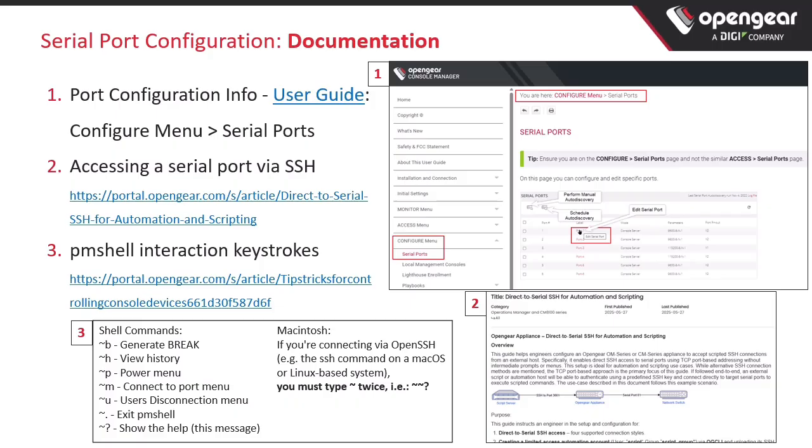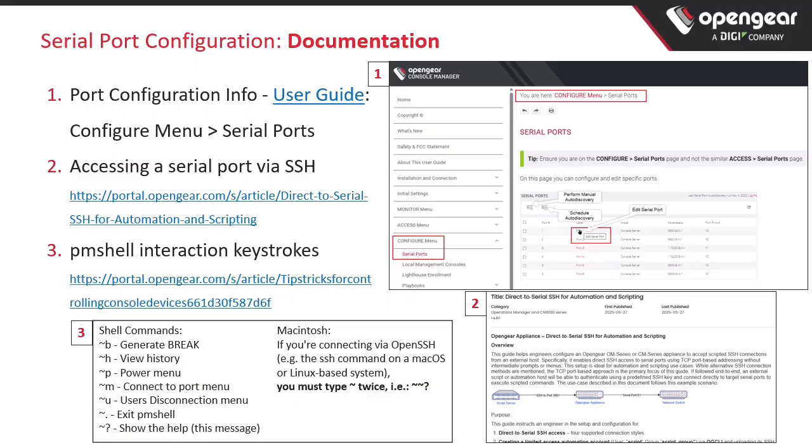Documentation from Opengear first starts with the user guide. This is online. You can easily access this from ftp.opengear.com or portal.opengear.com looking for resources. We do have some very useful and very specific knowledge base articles, like number 2 on how to do direct to serial sessions for automation or scripting. So this is a session direct to a serial port and effectively bypasses the appliance's shell. So it's very convenient, very quick and easy to get into a serial session.